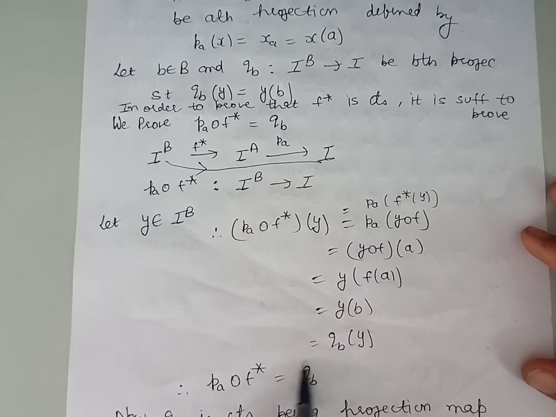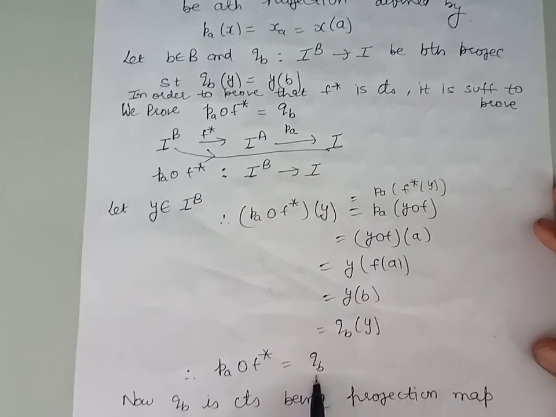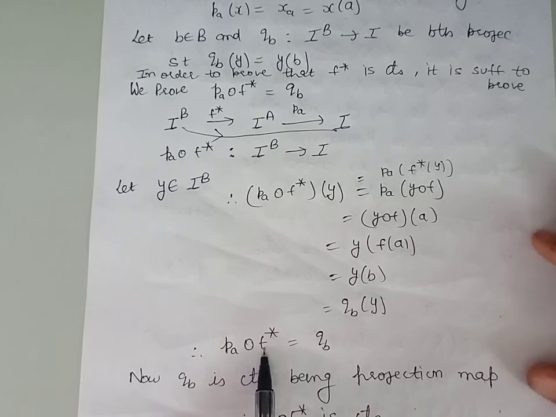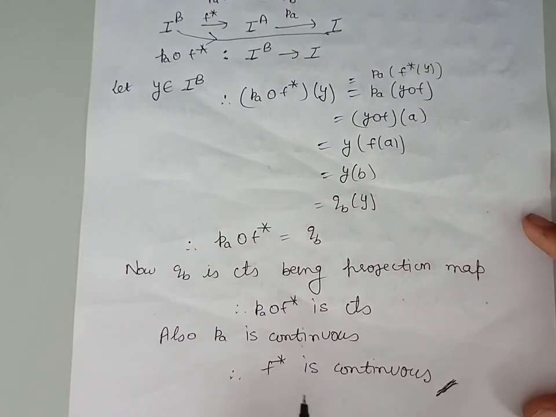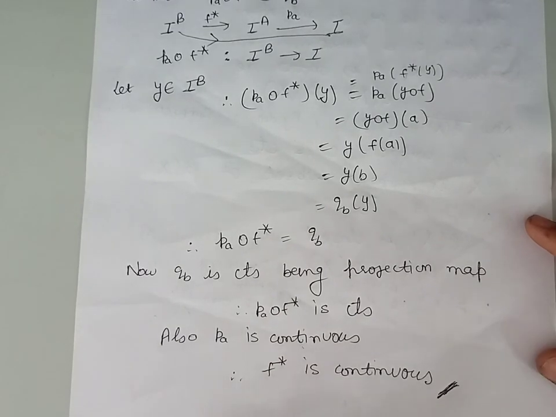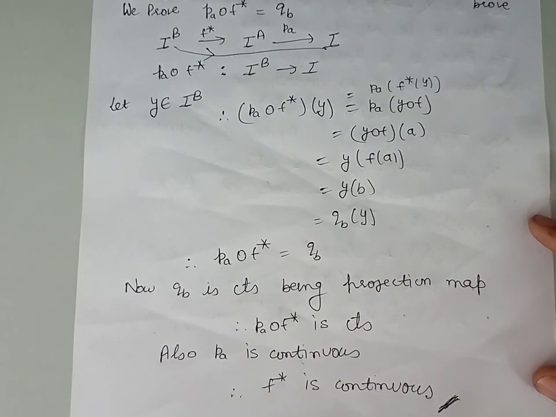Now this mapping is continuous because a projection map is always continuous. So this proves that the composition of P_a with f star is also continuous. Also, the mapping P_a being the projection map is continuous. So we can say that the mapping f star is continuous. So this completes one of the required lemmas, and tomorrow we will discuss the proof of the main theorem as well as the second lemma.